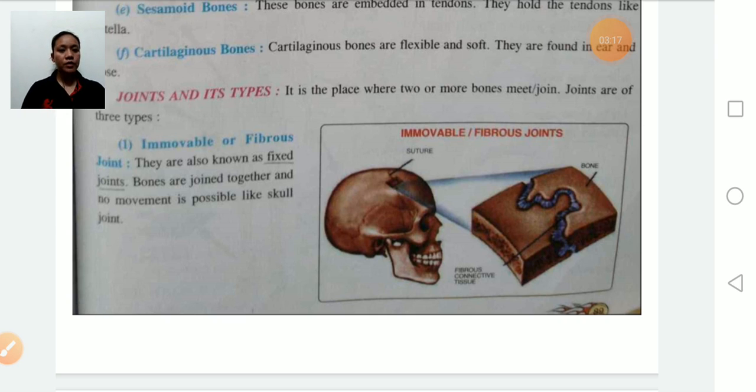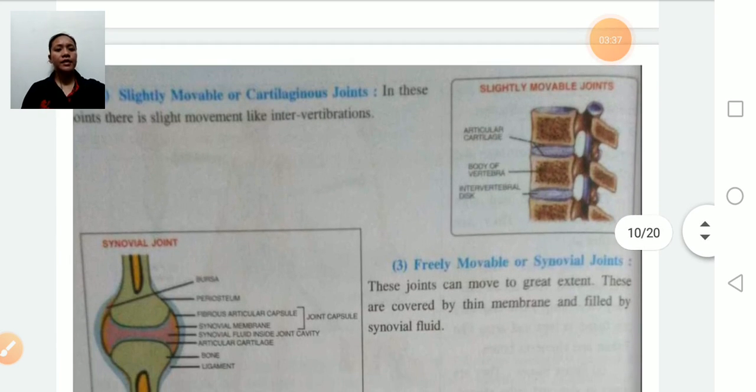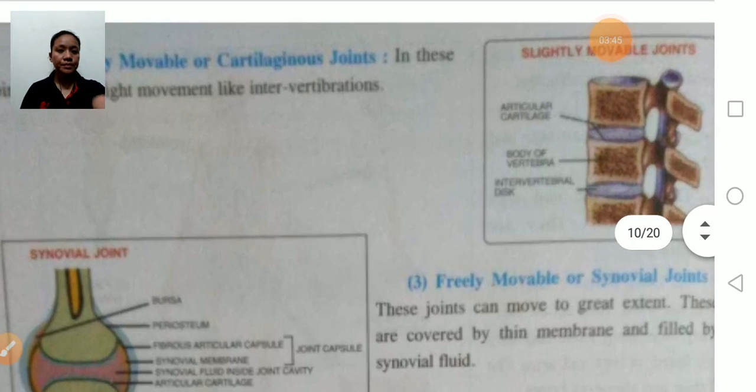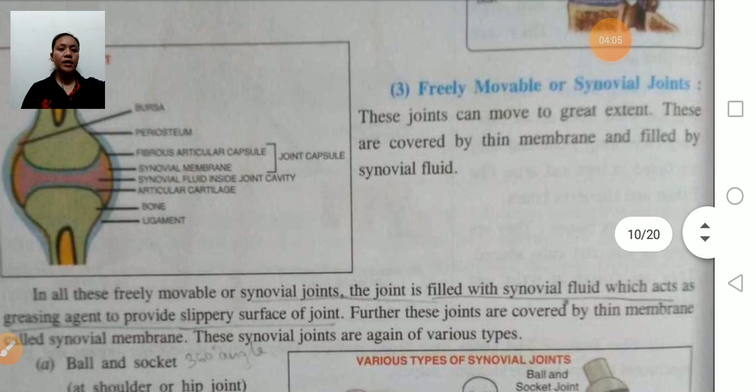Immovable joints, or fibrous joints, are also known as fixed joints. In an immovable joint, no movement is possible, like in the skull joint. Slightly movable joints are cartilaginous joints. In these, a slight movement is possible, like the intervertebral joints.